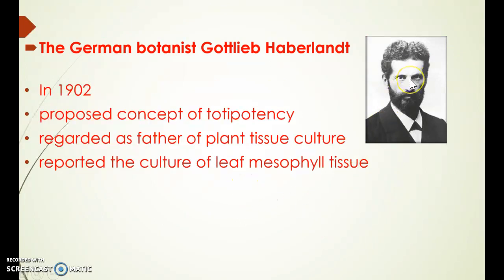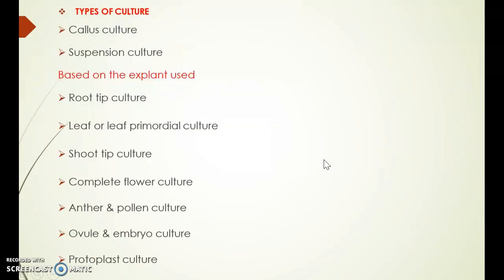Gottlieb Haberlandt, who is the father of plant tissue culture, proposed the concept of totipotency. He succeeded in the culturing of the leaf mesophyll tissue.